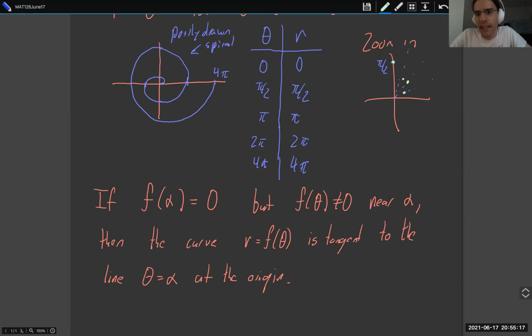And if I complete that to a curve, what I discover is that this curve comes in and it's tangent to this line. So notice how it doesn't come in at any other angle. It comes in at the angle 0. Do you see what I mean now?